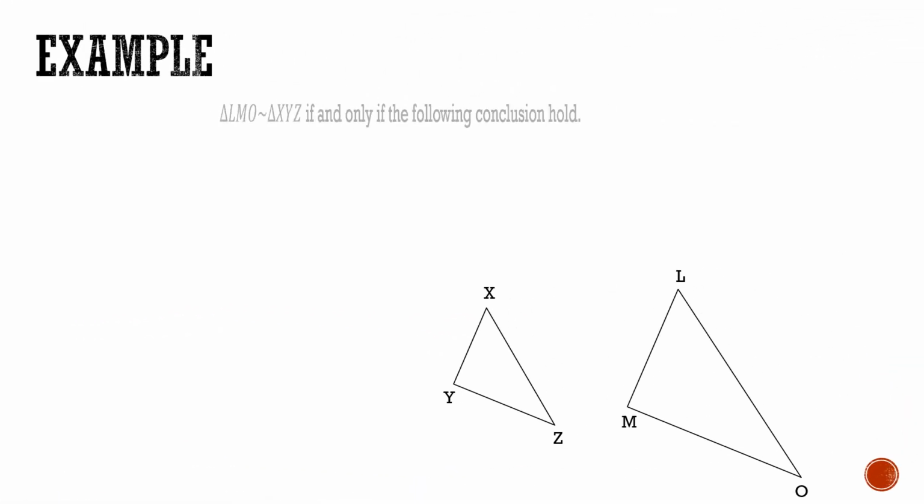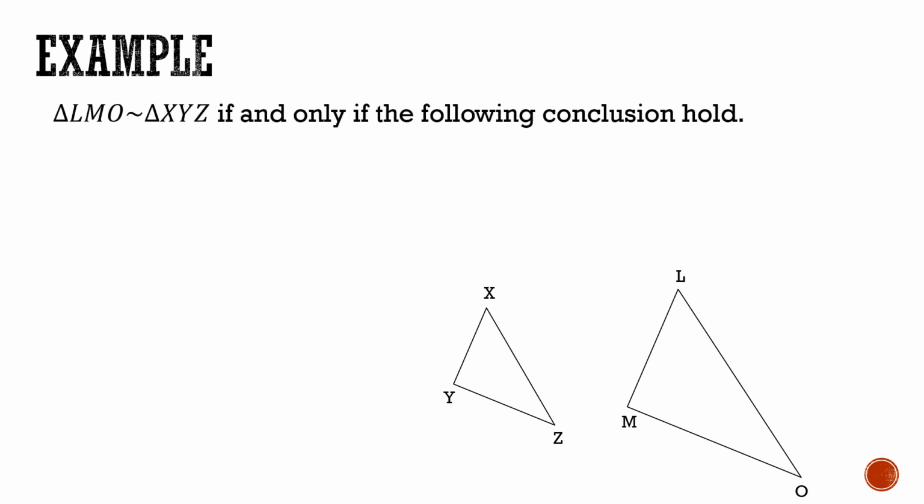Here's another example. Triangle LMO is similar to triangle XYZ if and only if the following conclusion holds. If angle L is equal to 50 degrees, then what is angle X? Since by definition the corresponding angles are congruent and angle L corresponds to angle X, therefore this is also 50 degrees.